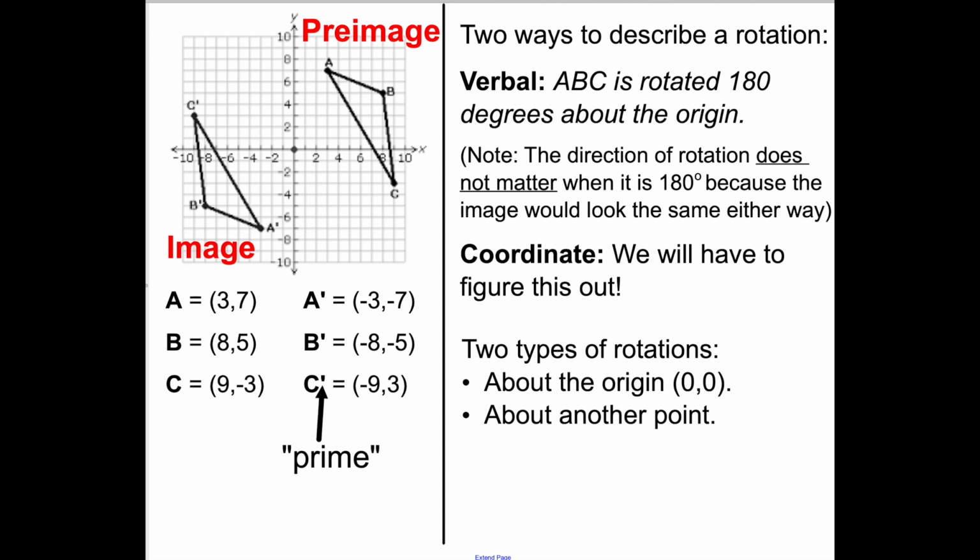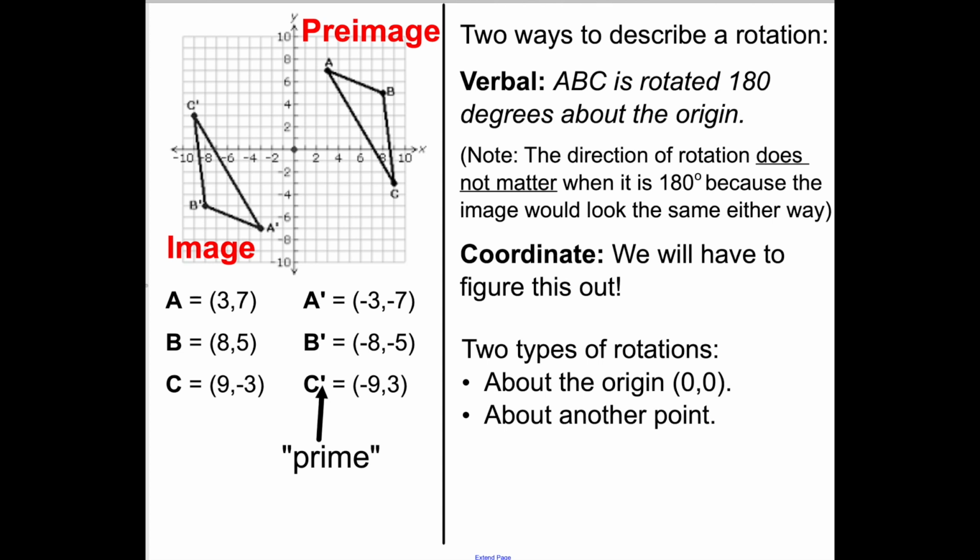All right. Now, notice that I didn't specify clockwise versus counterclockwise. You can do that with 180 degrees, and that's because we would not know the difference between clockwise and counterclockwise when you're rotating 180 degrees. Any other amount, you would have to specify which direction, and that's something we'll talk about when we get into more specific examples. There is a coordinate rule for talking about rotations, and we'll see that it's only really about the origin, and that is something that we are going to figure out as we go.